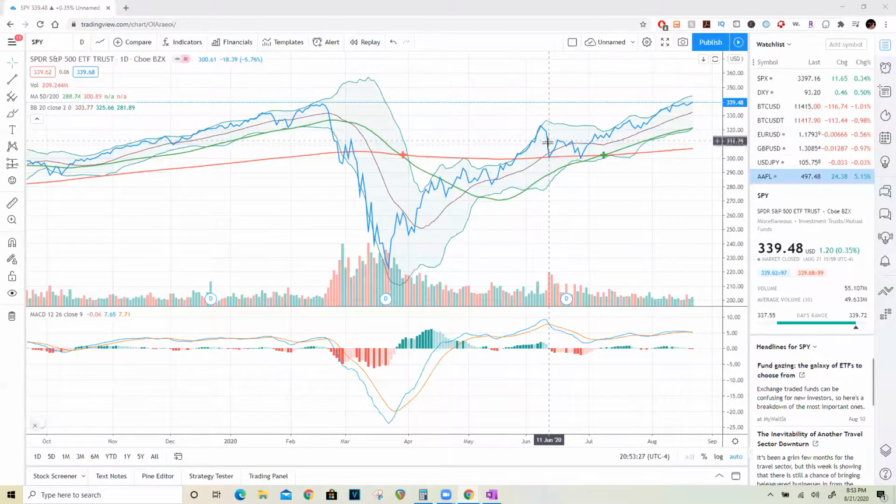We went up, it crashed back down, tested it, went back up here, tested the 200-day again, and then kept going up, okay? So these are exactly how I use to decide whether we are in a strong uptrend or a downtrend, okay? Now the second indicator that I use is called the MACD lines, which stands for moving average convergence divergence, okay?